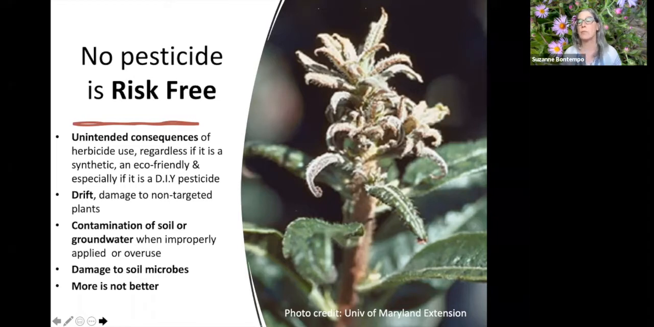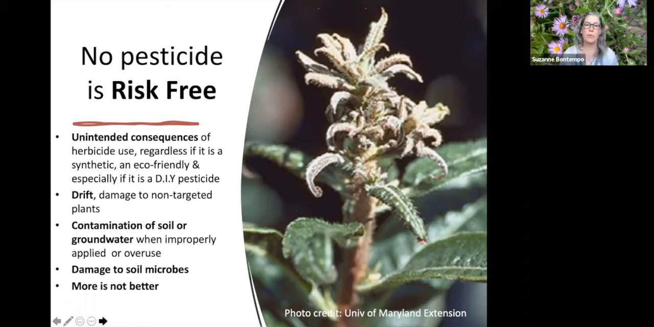Drift is when we're applying a product and there's a breeze that's more than 5 miles an hour. That pesticide can blow in that breeze and land on other plants. So a big rule of thumb is we never apply a pesticide, regardless of if it's eco-friendly or a do-it-yourself home remedy. We never apply it when there's a breeze more than 5 miles an hour.